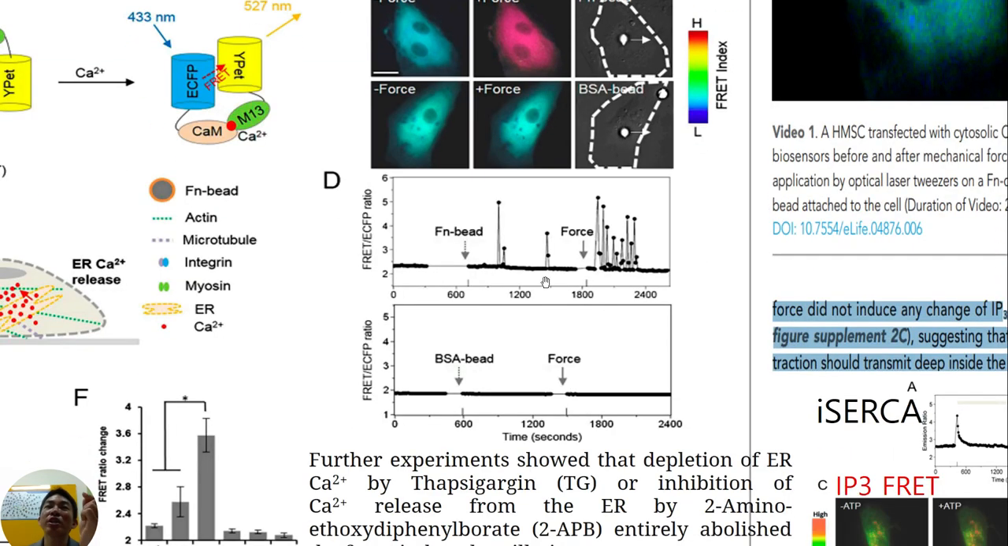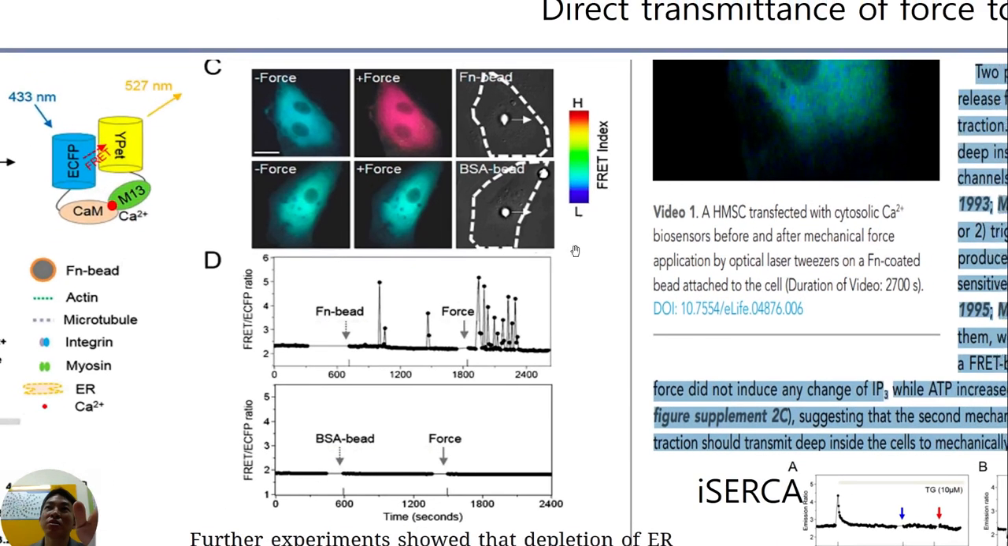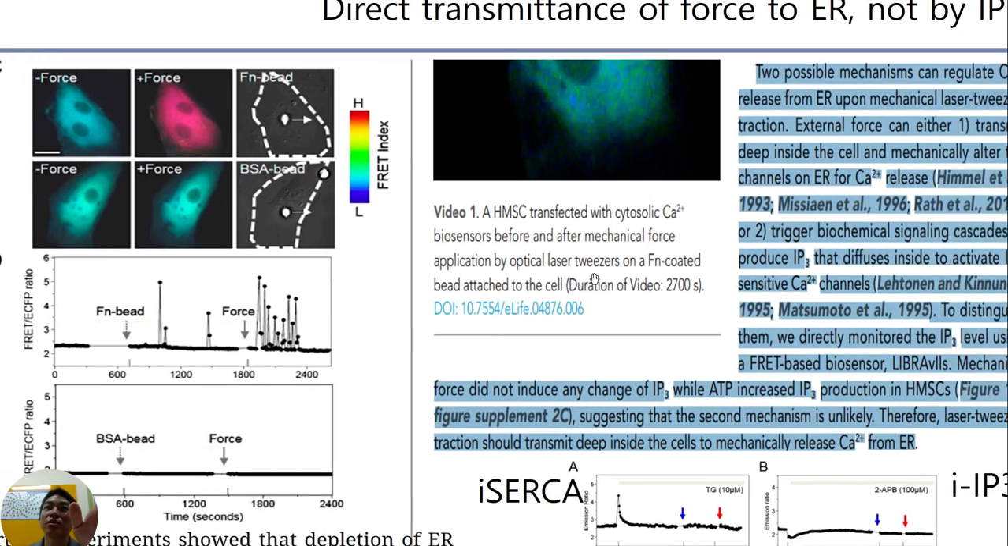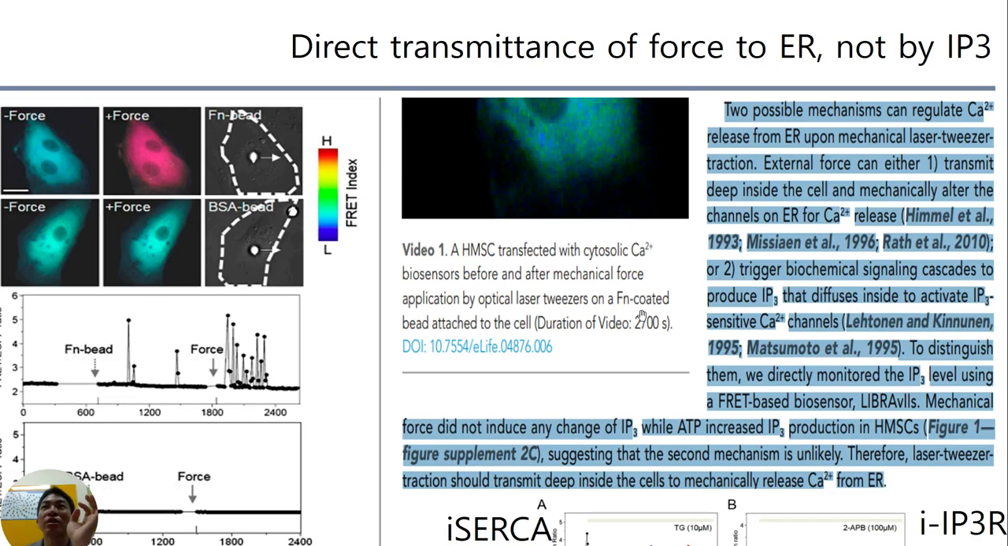And then when you check the calcium oscillation from this FRET, after the fibronectin bead is added, 10 minutes later, there is little change. After turning on the force, they start to show oscillation. But with the BSA coated one, nothing. All of these are under calcium-free media. Okay. So this is a video of the cytosol calcium biosensor. So you can see like many blotting.